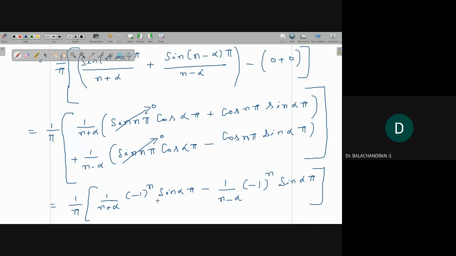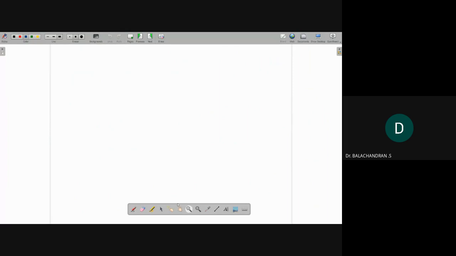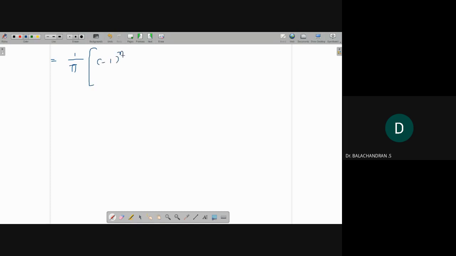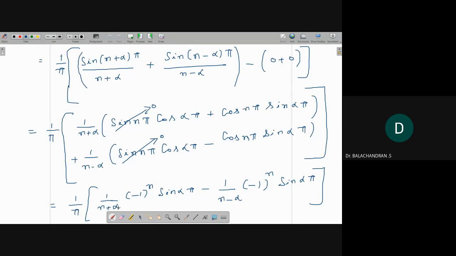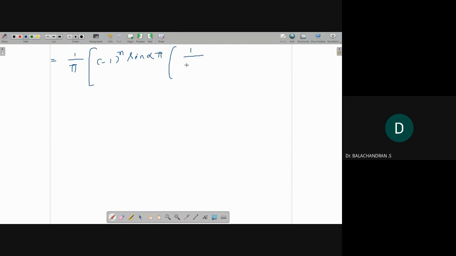Okay. So now in these two terms, what is common? The common term is minus 1 whole power n into sin alpha pi. So I'm going to take it common. So it is equal to 1 by pi into minus 1 whole power n into sin alpha pi is common. Then remaining is what? 1 by n plus alpha minus 1 by n minus alpha. Now take the LCM, n plus alpha into n minus alpha, or n square minus alpha square.